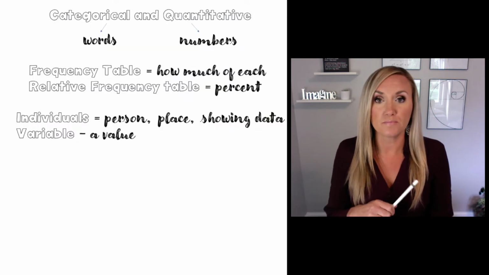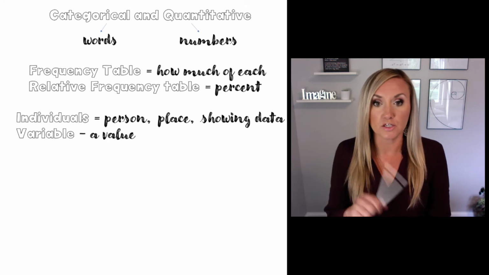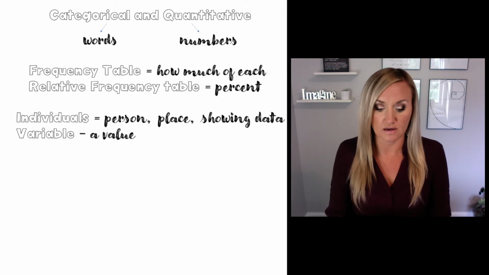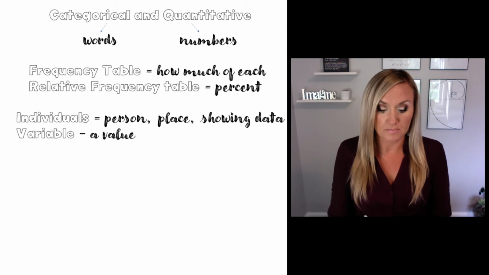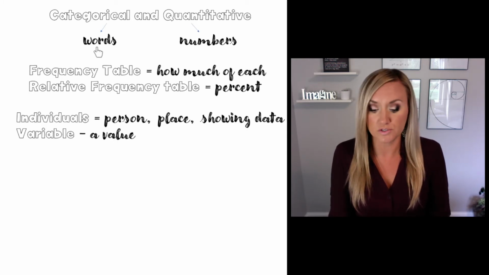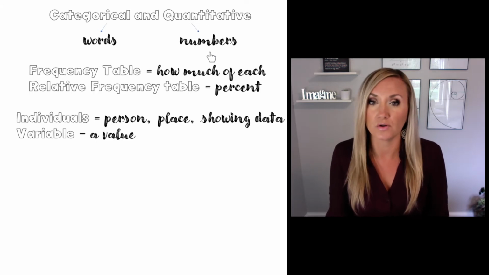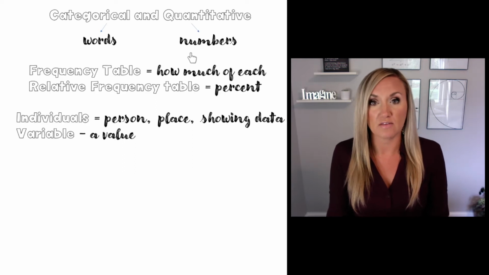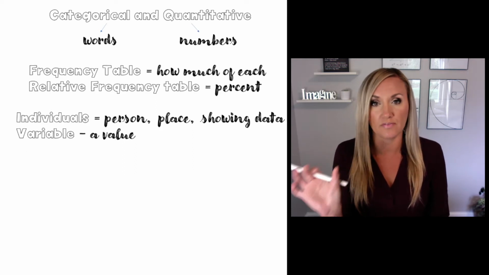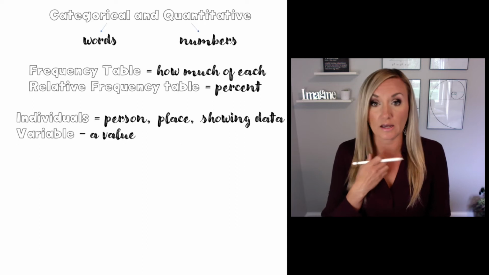Okay, so a review from yesterday. We had 2 different types of data set, categorical and quantitative. Now, remember the categorical was words and the quantitative was numbers. But also be careful because sometimes even though it's a number, remember from yesterday that it could be in a set interval and that falls under categorical.